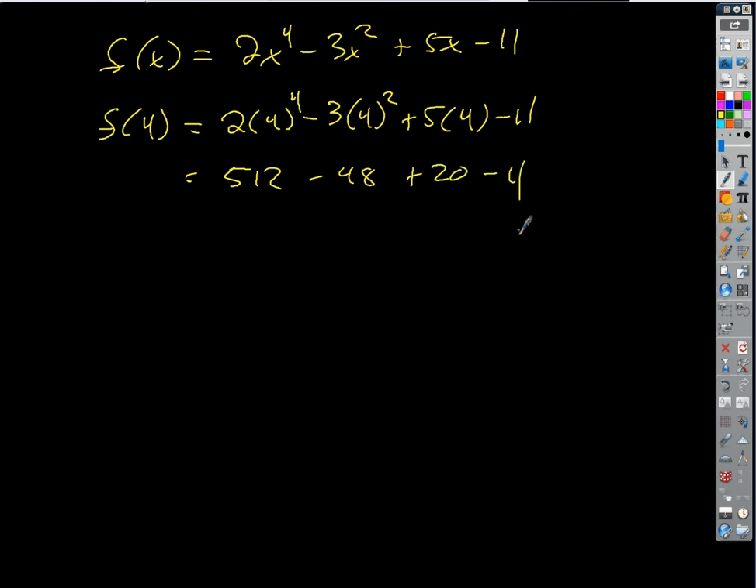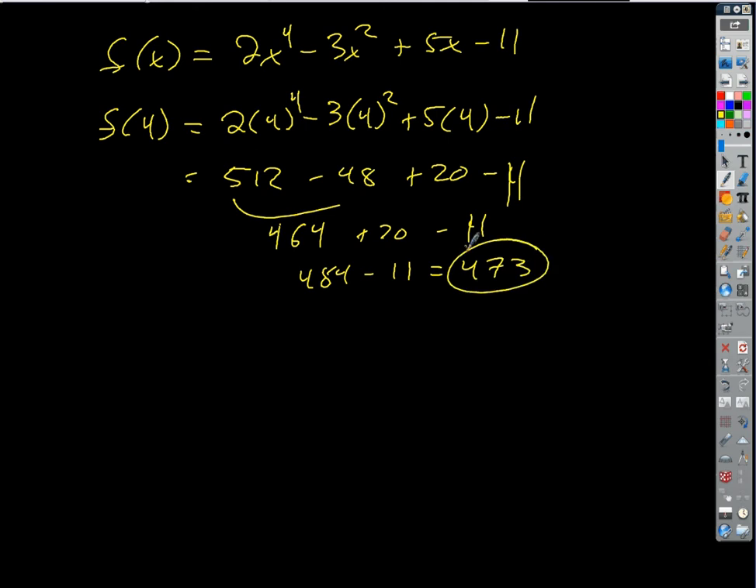So that's going to give us 464 plus 20 minus 4, so 484 minus 11, is equal to 473. That's a lot of computation, pretty dense computation. It's hard to do that in your head, right? But there's an easier way to do this. We could use the remainder theorem instead.